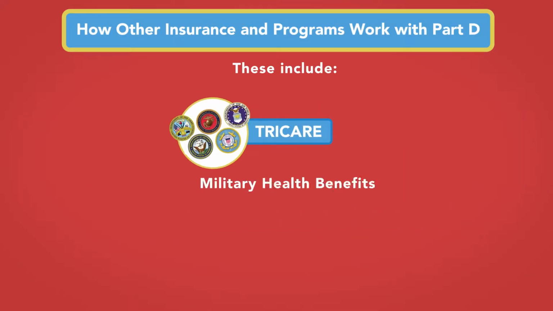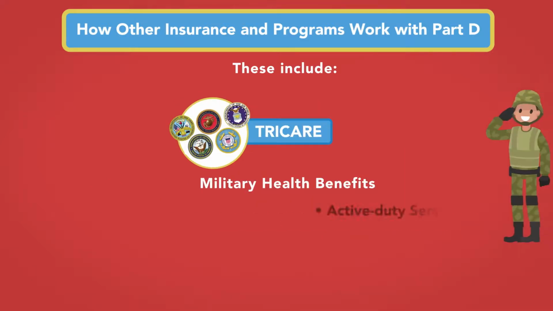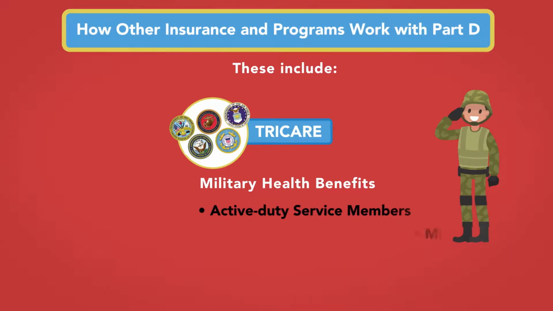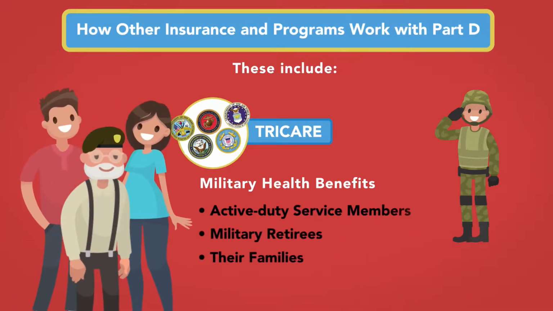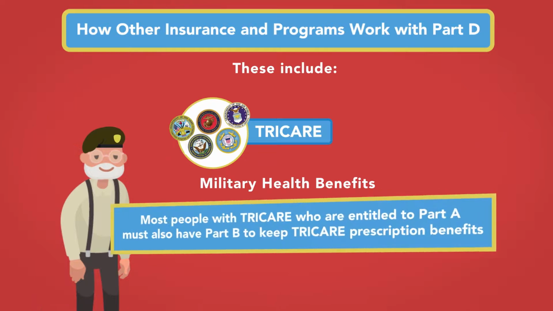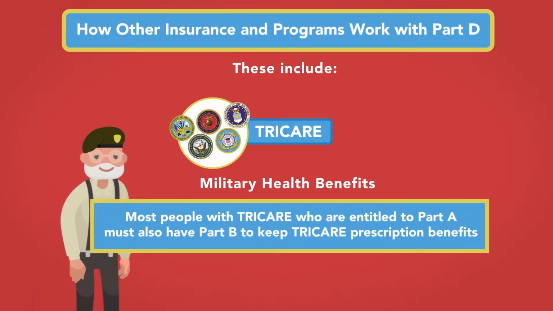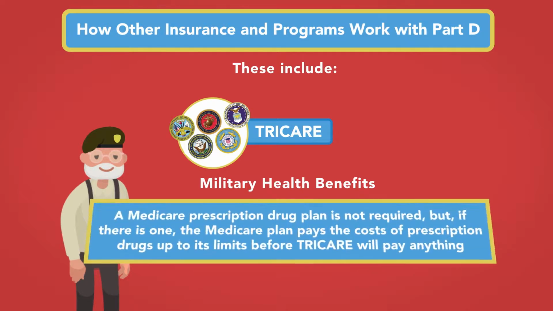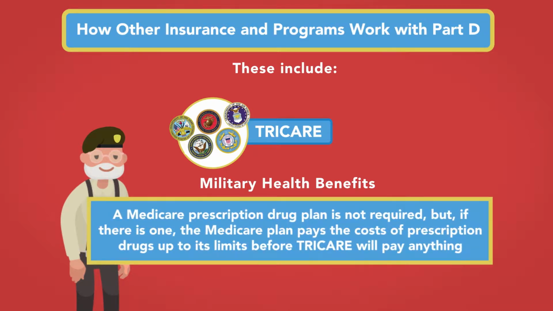TRICARE, or military health benefits. This plan covers active duty service members, military retirees, and their families. Most people with TRICARE who are entitled to Part A must also have Part B to keep TRICARE prescription benefits. A Medicare prescription drug plan is not required, but if there is one, the Medicare plan pays the costs of prescription drugs up to its limits before TRICARE will pay anything.